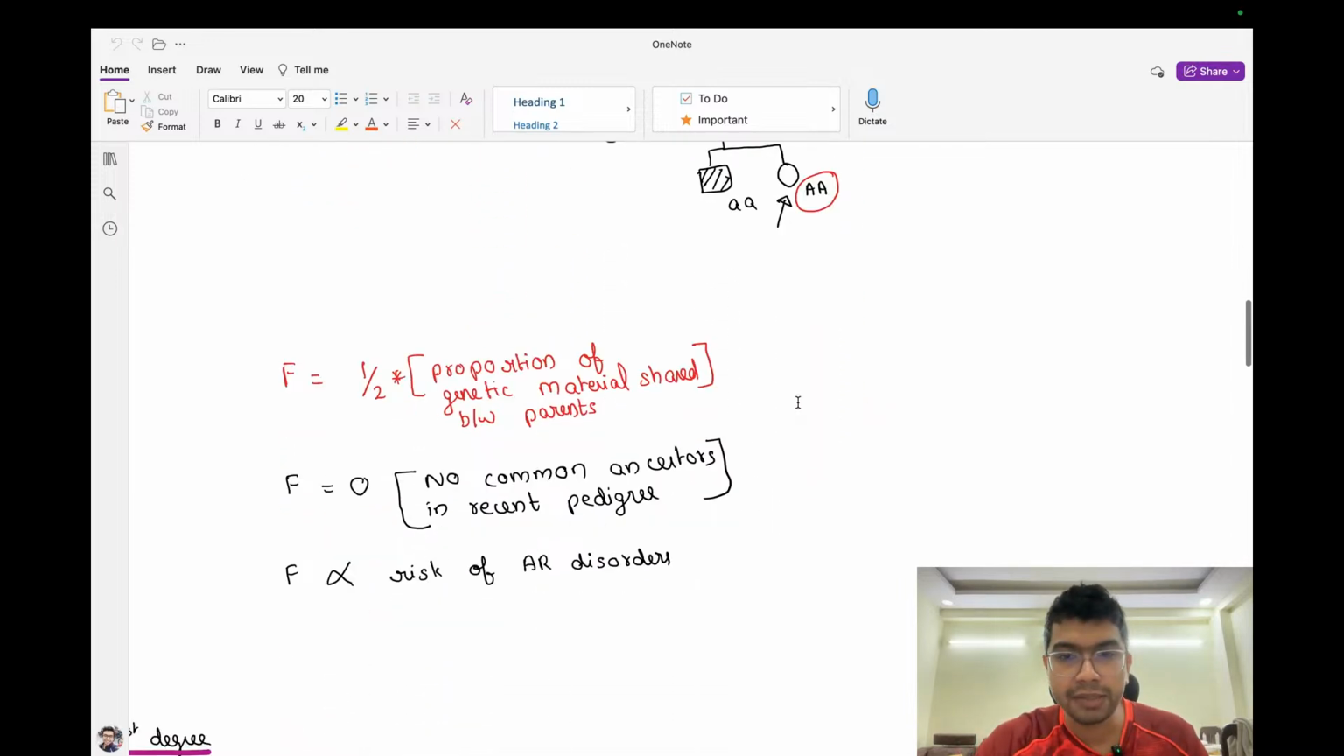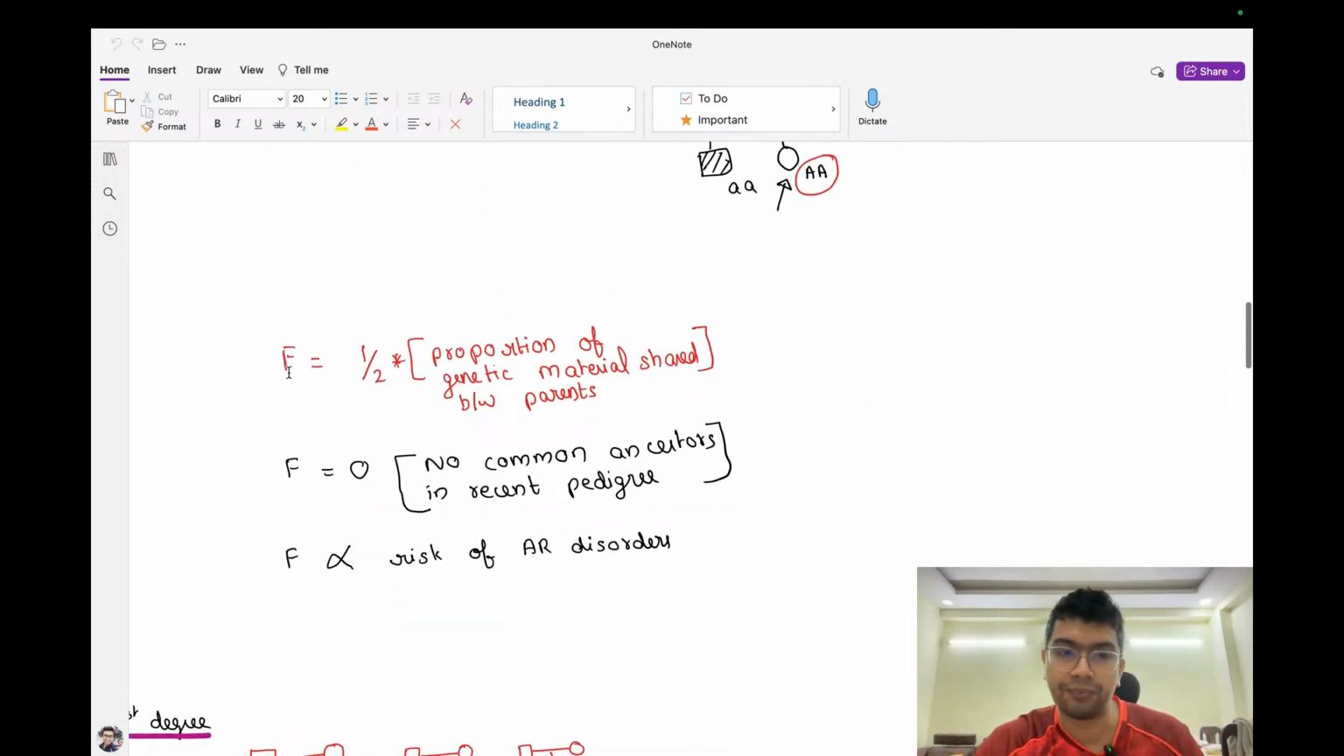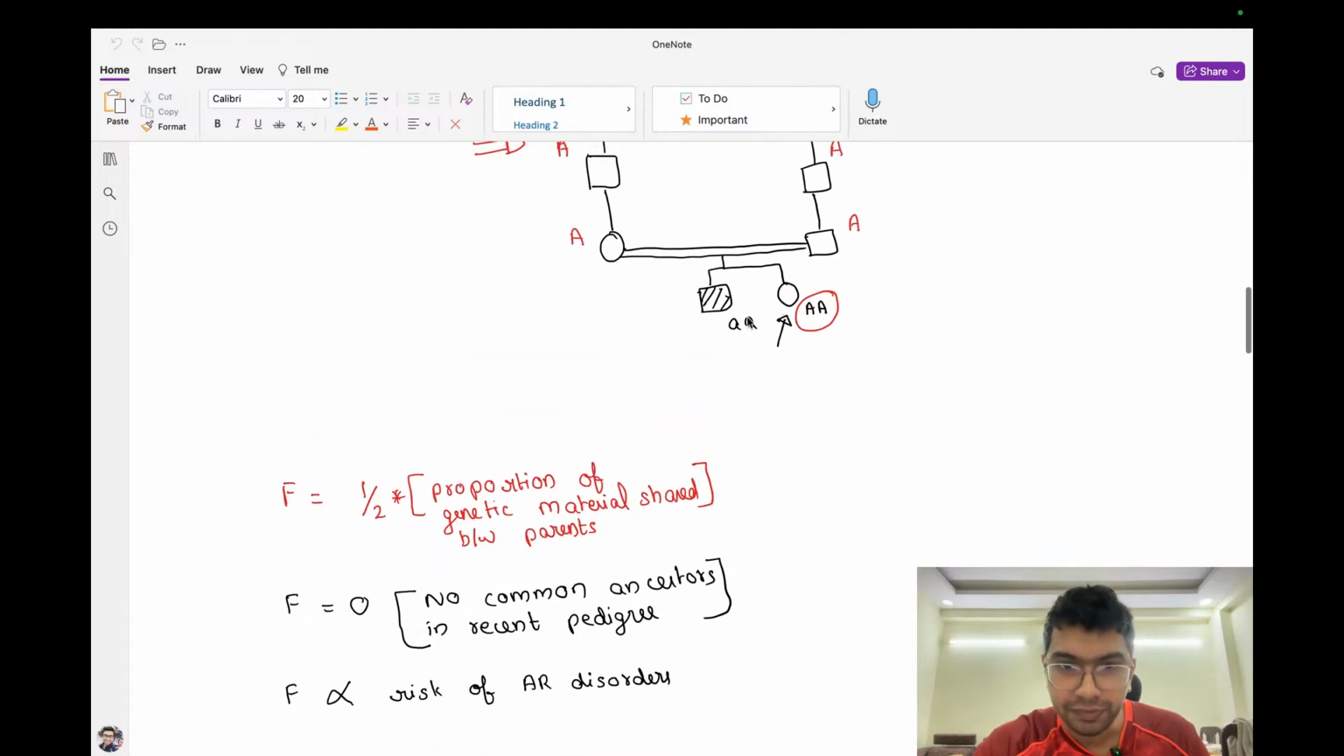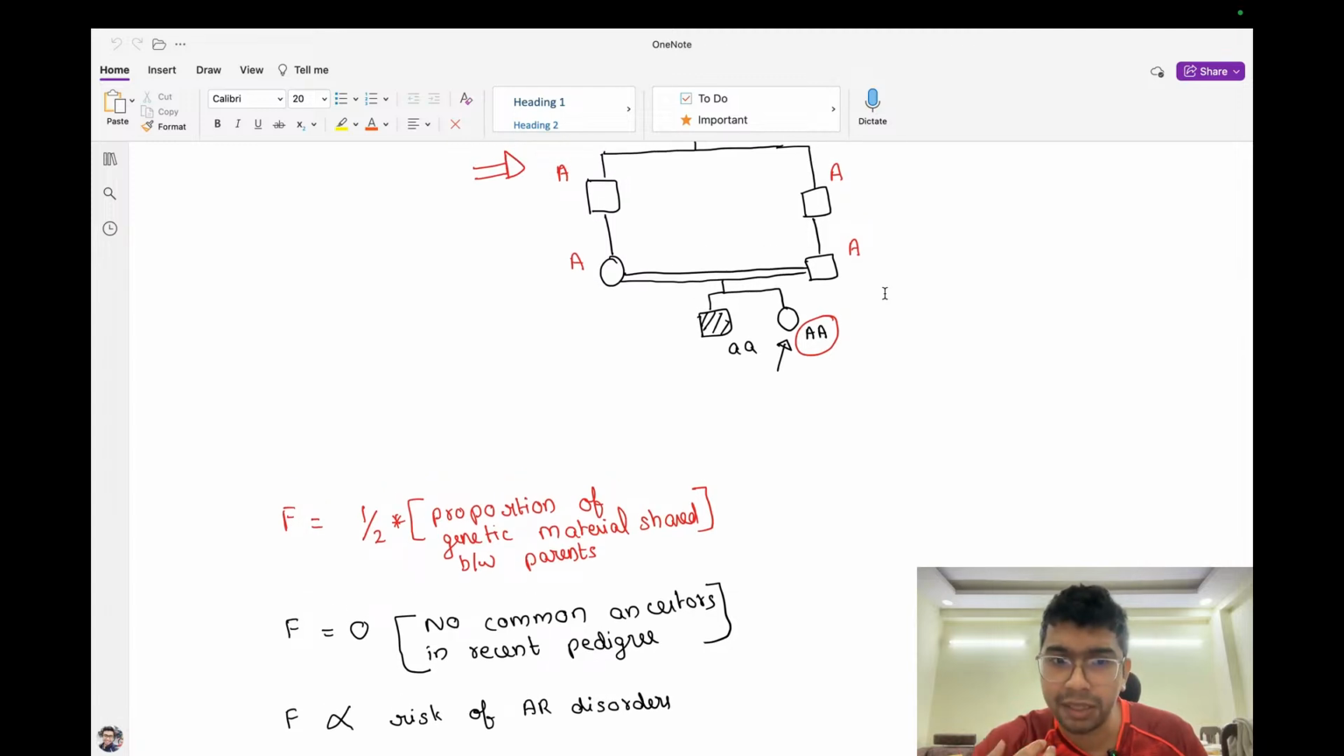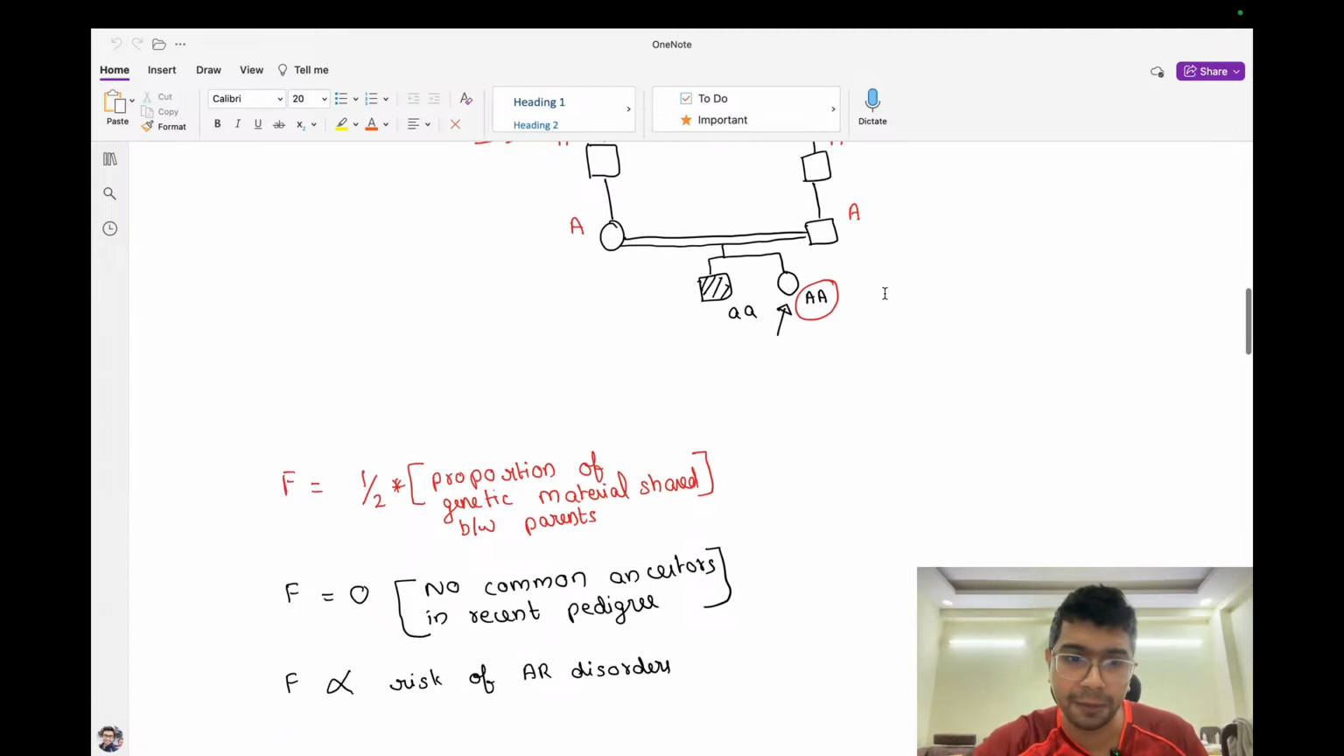And the inbreeding coefficient has an equation. F is equal to half multiplied by the proportion of genetic material shared between parents. So in this case, the inbreeding coefficient means half into the proportion of genetic material shared between the parents. So what is the amount of genetic material that is the same for both of the parents, and that multiplied by half is called the inbreeding coefficient. I will explain in detail when I explain pedigree.